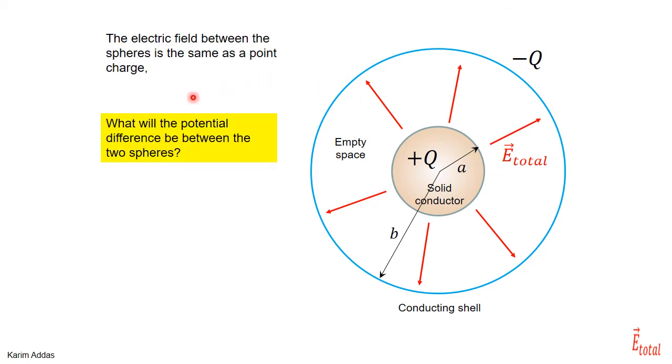So let's then try to find the potential difference between the two spheres, the two conducting shells. So we want to find the potential difference between a point, say at point A, because remember the potential everywhere inside the solid conductor is the same value. So if you find the potential at the surface, at radius A, it's the same anywhere else on the conductor. So we want to find the potential difference between point A and point B.